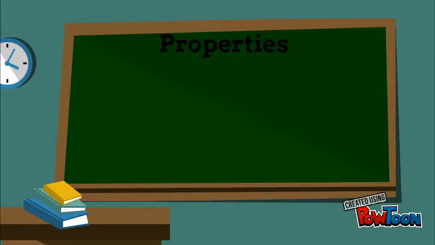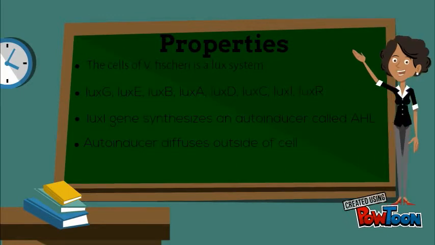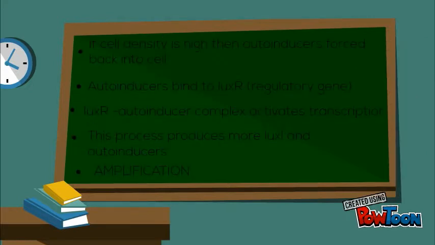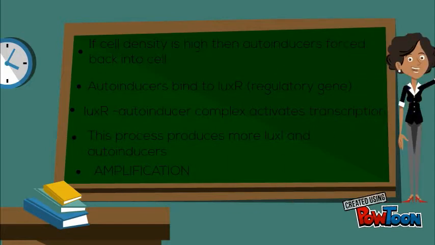The cells of Vibrio fischeri function in a Lux system. The LuxI gene synthesizes an autoinducer called AHL, and this autoinducer diffuses outside of the cell. If the cell density of AHL is high outside of the cell, then the autoinducers are forced back into the cell. The autoinducers then bind to LuxR, a regulatory gene, and the LuxR-autoinducer complex activates transcription. This process produces more LuxI and autoinducers, and it amplifies.